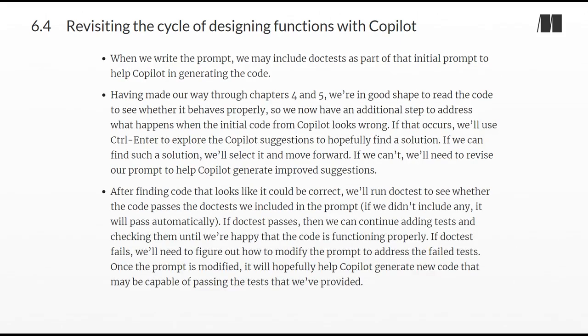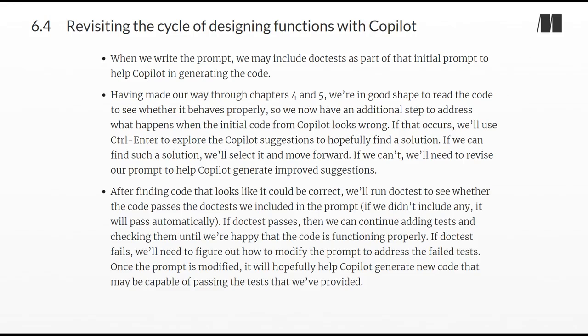When we write the prompt, we may include doc tests as part of that initial prompt to help Copilot in generating the code. Having made our way through Chapters 4 and 5, we're in good shape to read the code to see whether it behaves properly. So we now have an additional step to address what happens when the initial code from Copilot looks wrong. If that occurs, we'll use Control-Enter to explore the Copilot suggestions to hopefully find a solution. If we can find such a solution, we'll select it and move forward. If we can't, we'll need to revise our prompt to help Copilot generate improved suggestions.